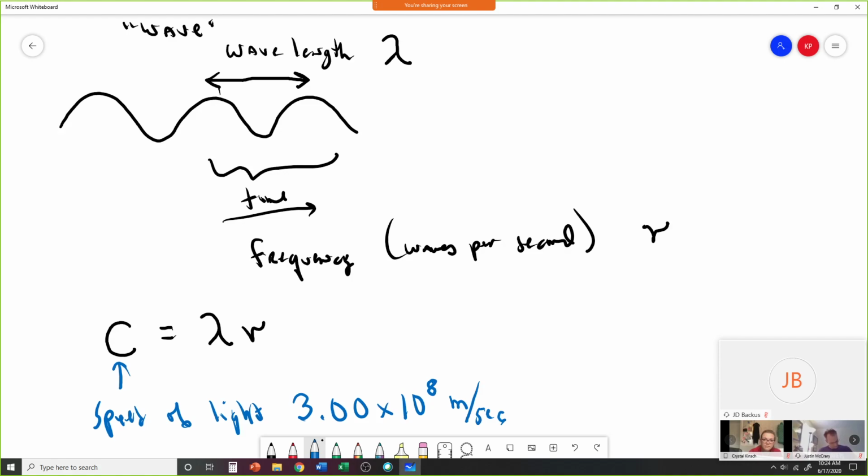3.00 times 10 to the 8th meters per second. Now, that is really hauling along. That is really, really fast. But even as fast as that is, it still takes a little over a second to get to the moon and back.